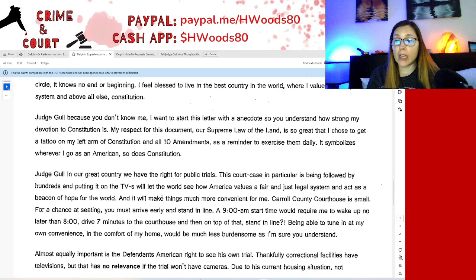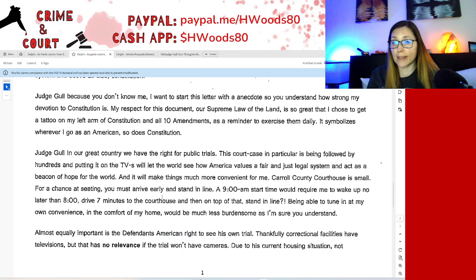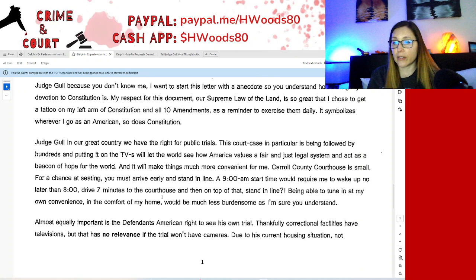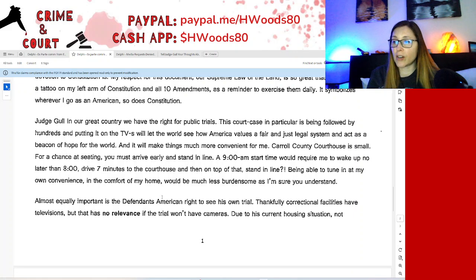"Judge Gull, in our great country, we have the right for public trials. This court case, in particular, is being followed by hundreds, and putting it on the TVs will let the world see how America values a fair and just legal system and act as a beacon of hope for the world. And it will make things much more convenient for me. Carroll County Courthouse is small. For a chance at seating, you must arrive early and stand in line. A 9 a.m. start time would require me to wake up no later than 8, drive 7 minutes to the courthouse."